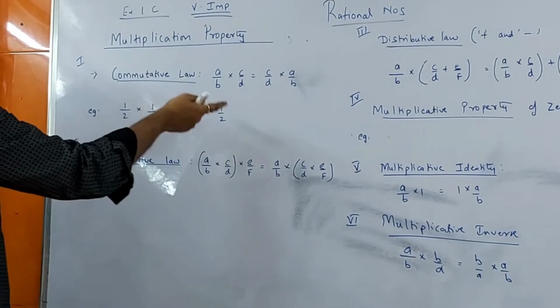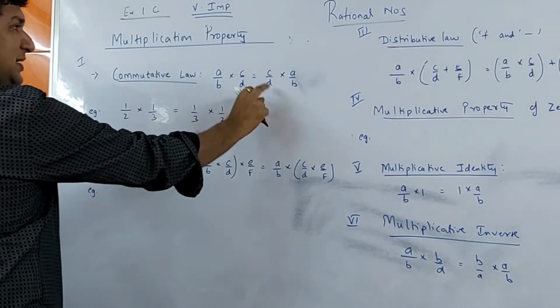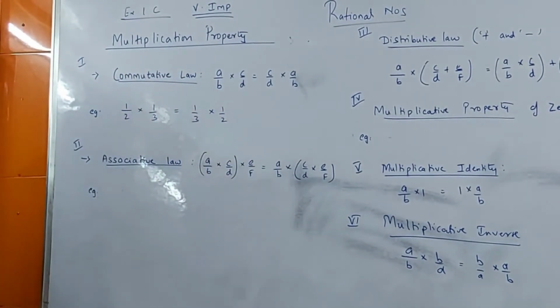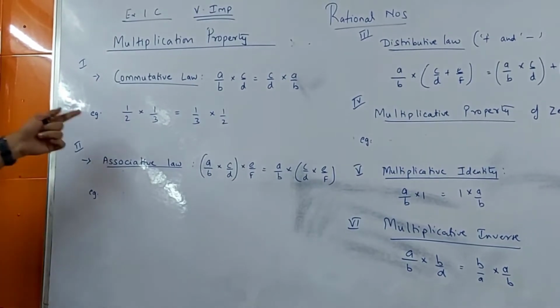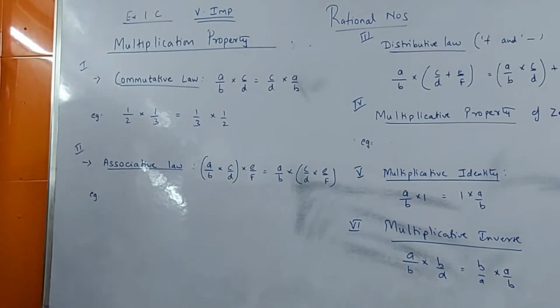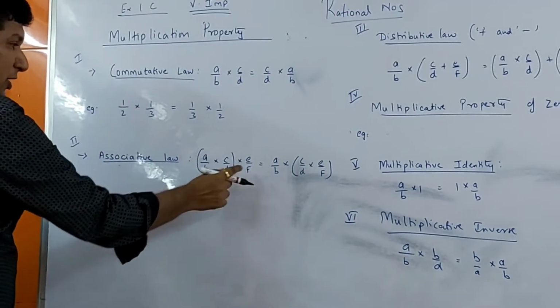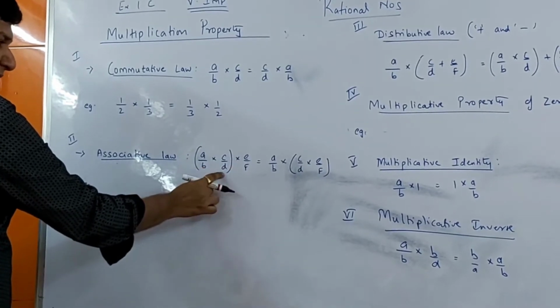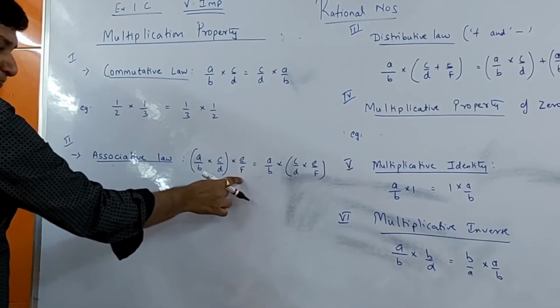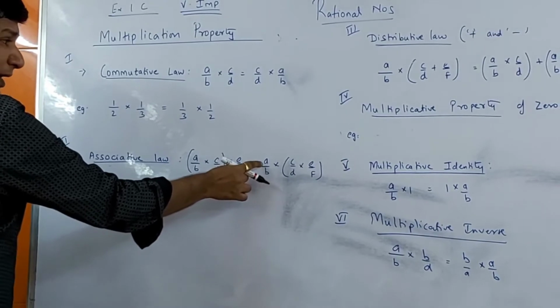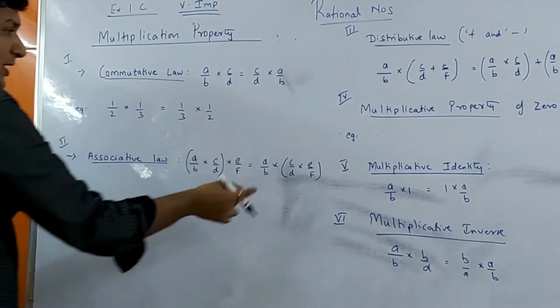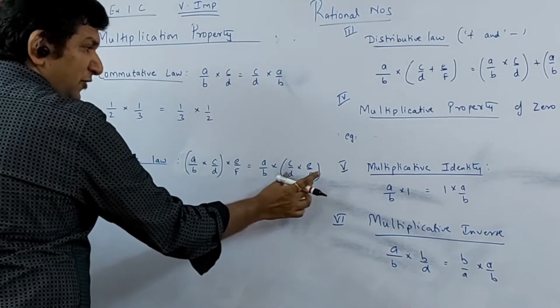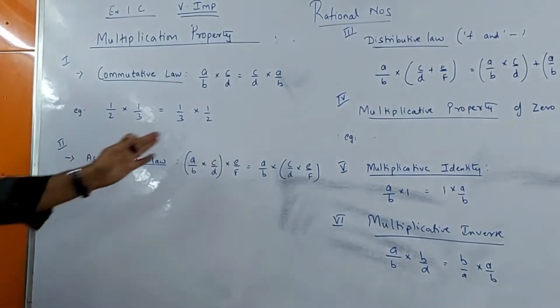That means whenever you write first to second and then second to first, the law will be known as commutative. Similarly, we have associative. We have 3 rational numbers. Here I have put bracket for the first and second and third is without the bracket, which will equal to what? Again the first rational number, which is without the bracket, into second and third, which are with the bracket. That means this also will be equal.